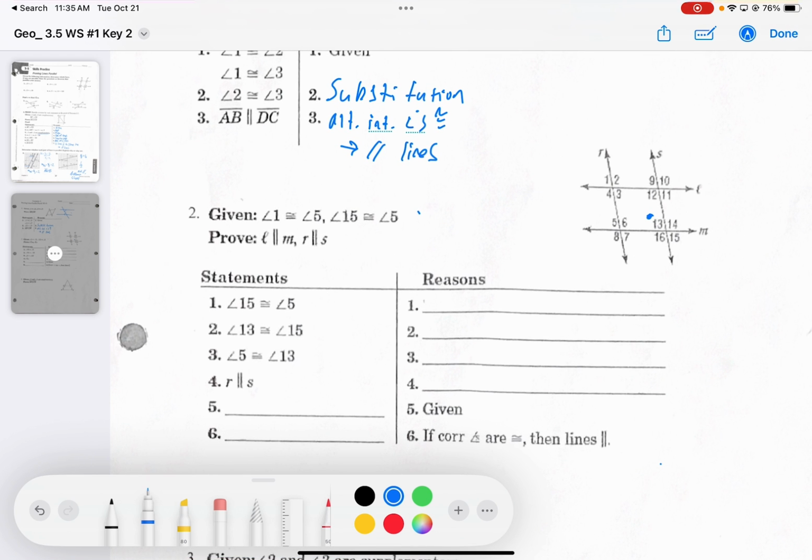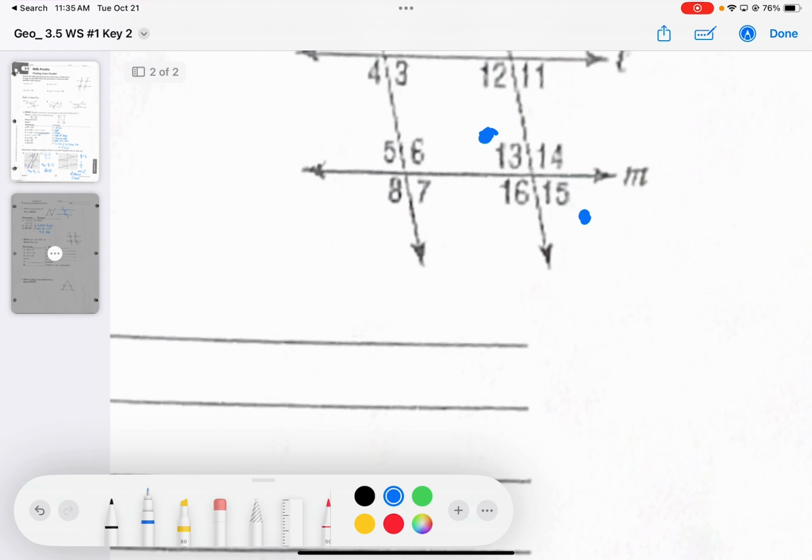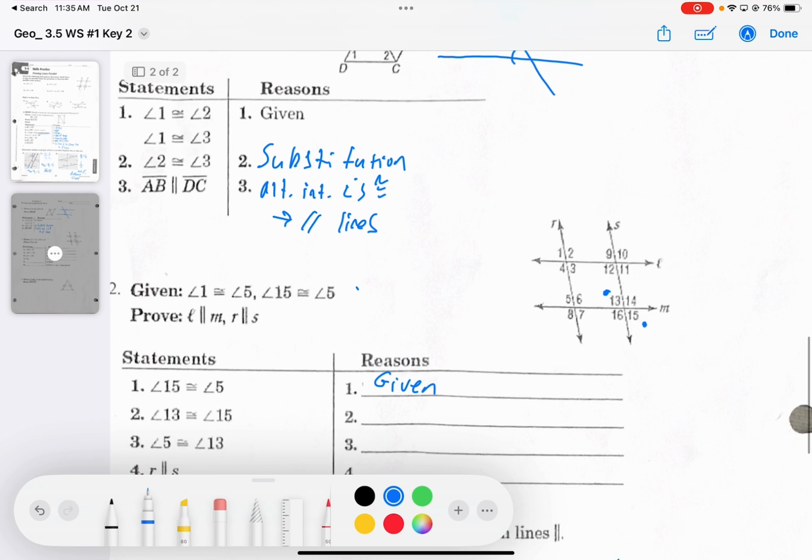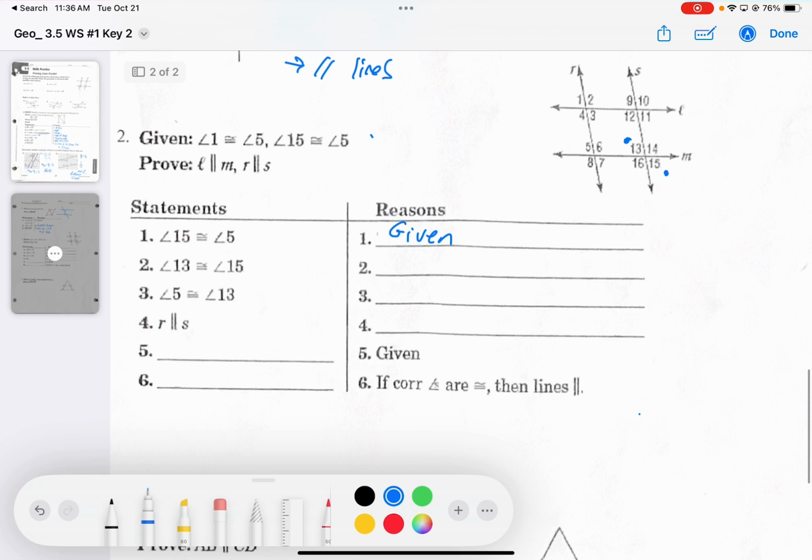This is another one where they put the given later on in the proof. What's my first reason going to be? Okay. All right, and then it goes on to say that 13 is congruent to 15. Well, I got to look at the picture. 13 and 15 are right here and here in the picture. What type of angles are those? Vertical. So I'd say vertical angle theorem. Vertical angle theorem. Okay, good.